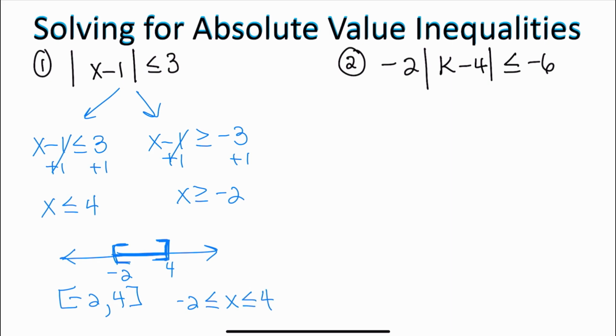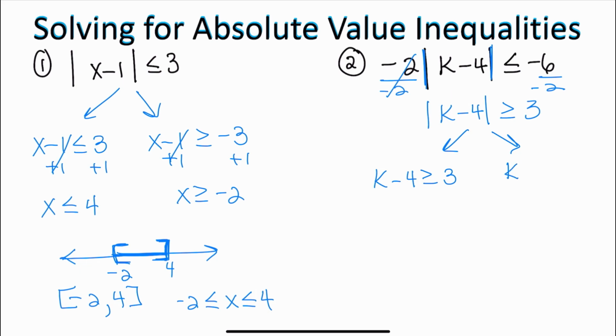Let's go ahead and take a look at question number 2. In question number 2, the absolute value is not isolated. I have to first isolate the absolute value. So what I'm going to do is divide both sides by negative 2. When I divide both sides by negative 2, it is going to switch this inequality to greater than or equal to. Negative 6 divided by negative 2 is positive 3. So now that I've isolated the absolute value, I can go ahead and create my two problems. I'm going to write k minus 4 is greater than or equal to 3. K minus 4 is less than or equal to negative 3.